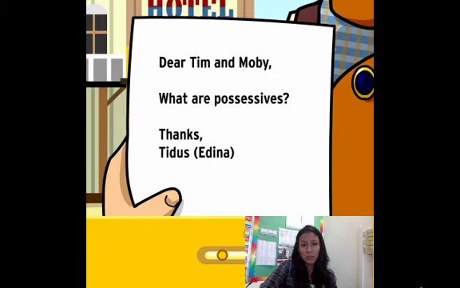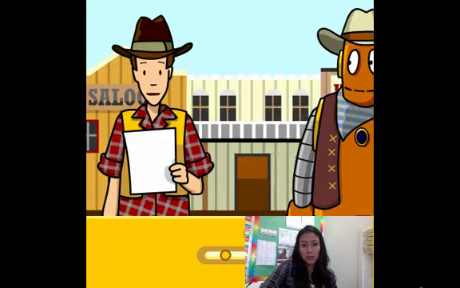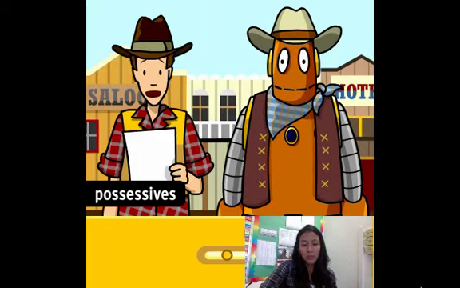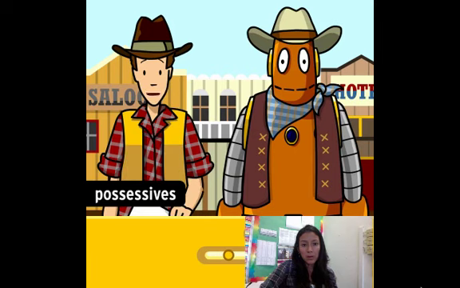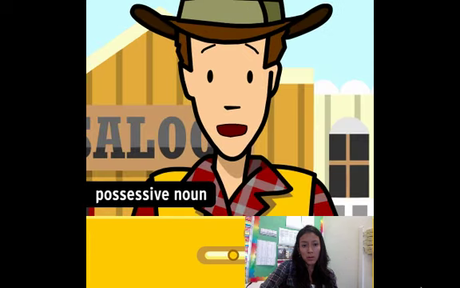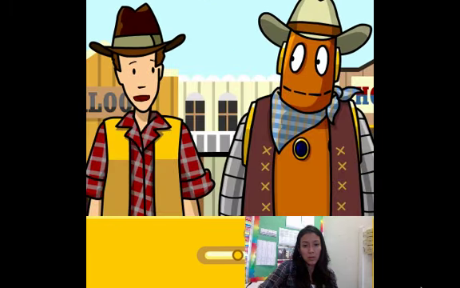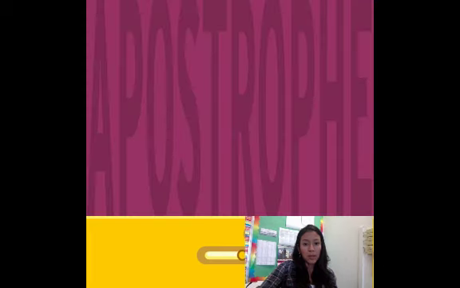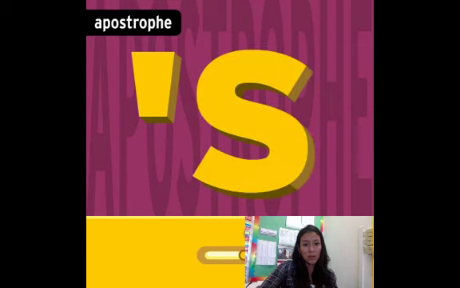Dear Tim and Moby, what are possessives? Thanks, Titus. In grammar, possessives are words and phrases that indicate possession. In other words, that something belongs to something else. Take possessive nouns. A possessive noun is a special version of a regular noun. It tells us that something belongs to someone or something. Well, to turn a regular noun into a possessive noun, you have to add a little extra something. For singular nouns, it's usually an apostrophe followed by an S.